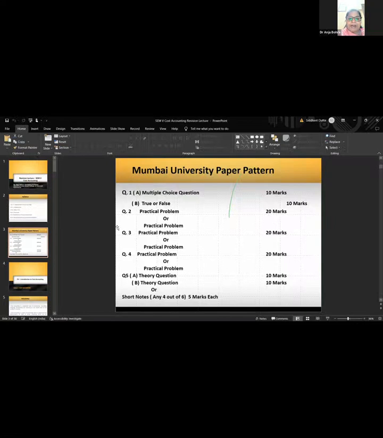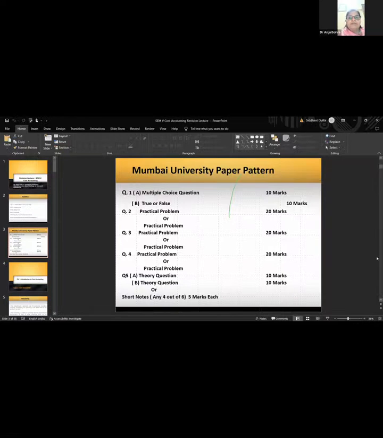The second, B part, will be true or false. Generally true or false without reason, मतलब reasons नहीं पूछेंगे, either the sentence is true or false. So 10 marks MCQs where 4 options will be given to you and you will have to select the one, and then true or false. So 10 marks ka A part and B part, that will be your question number 1, 20 marks.